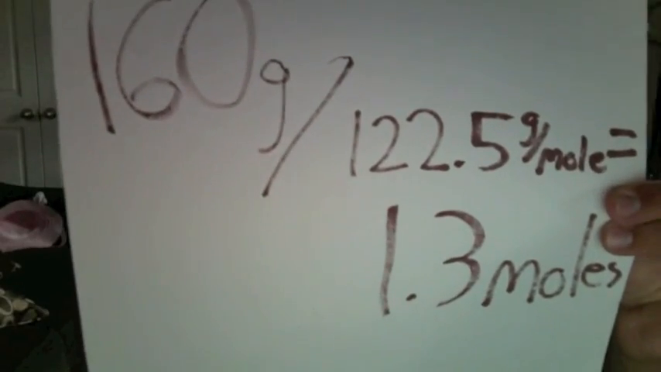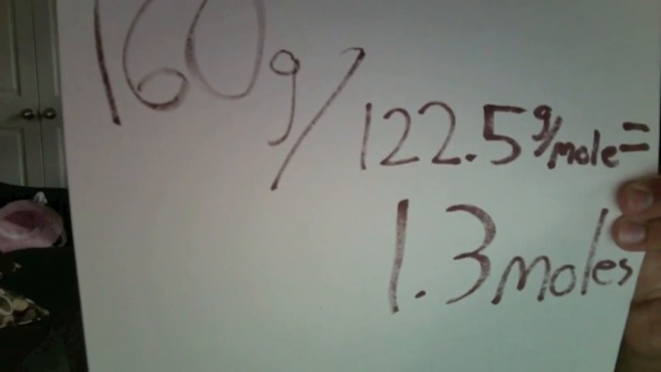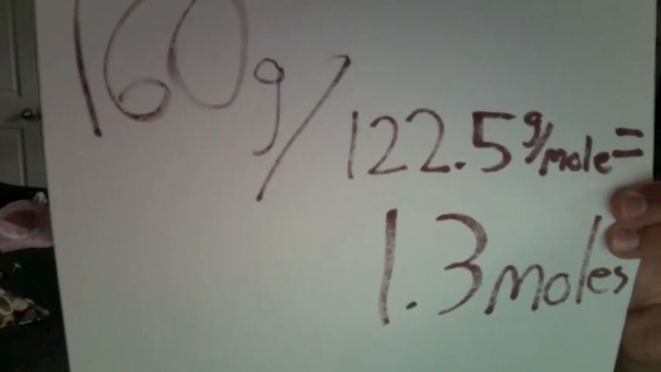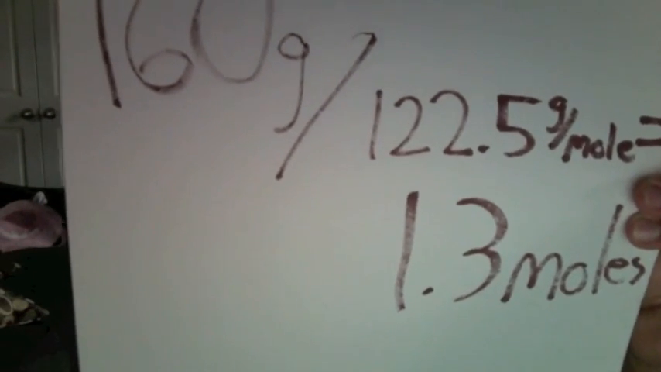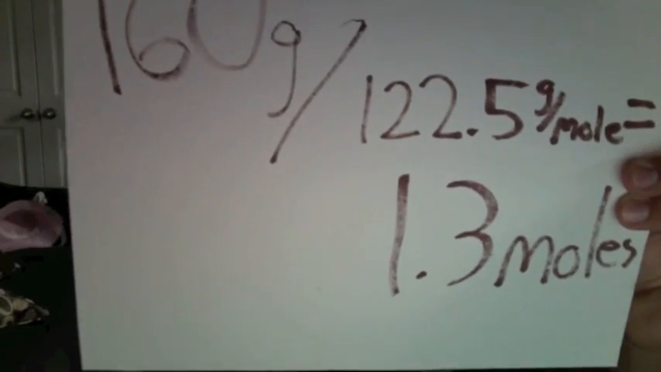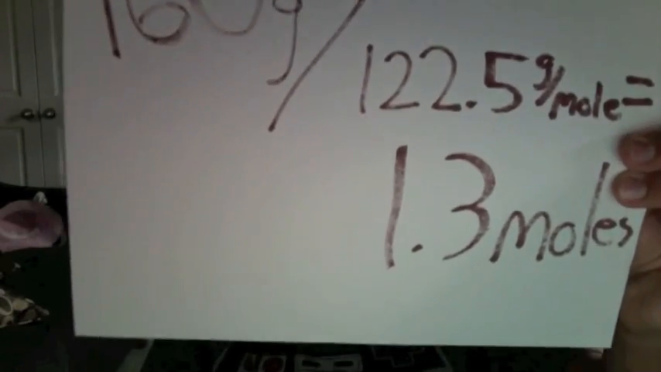Third, divide the mass of the dissolved compound by its molecular mass to calculate the number of moles. In this example, we have 160 grams of NaClO4. So you put 160 grams over your molar mass, which is 122.5 grams per mole, which leads us to get 1.3 moles.